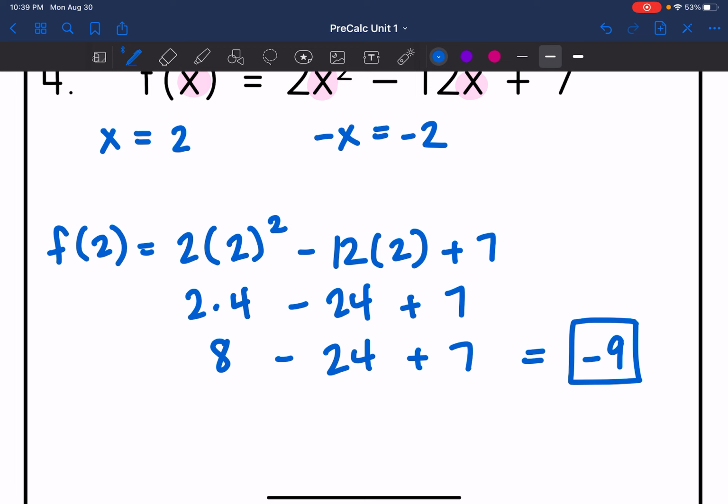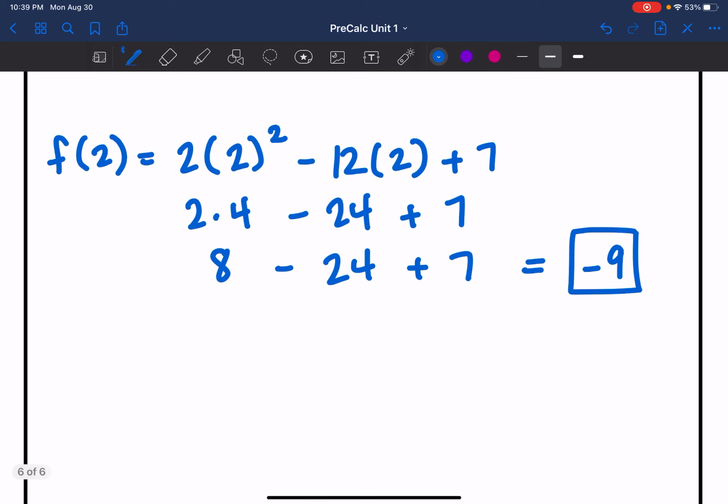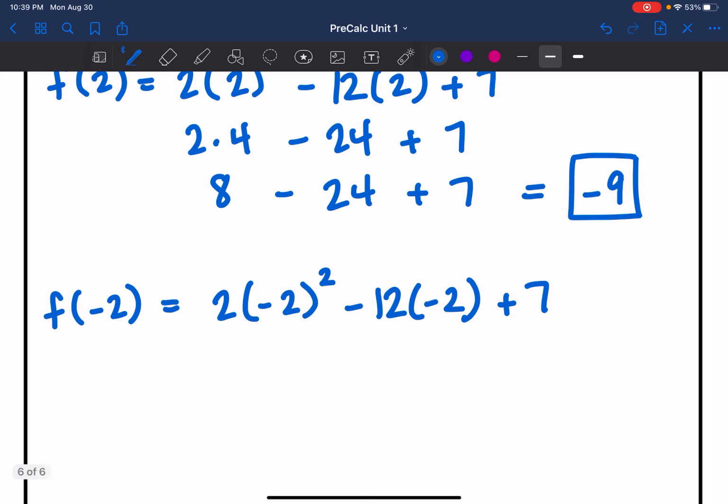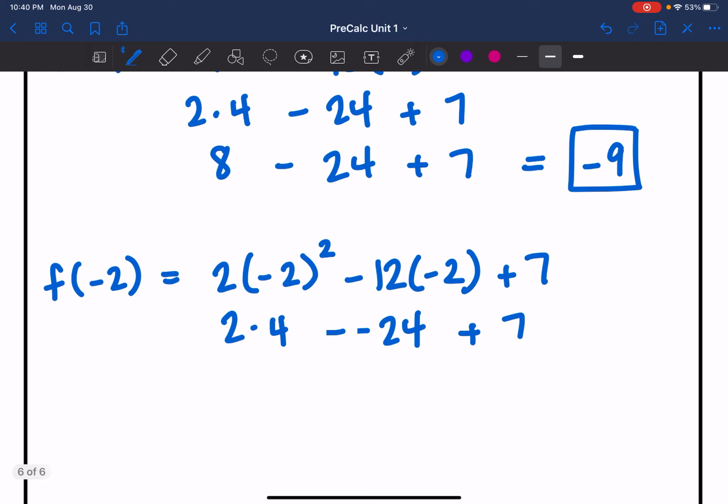Okay, so now I want to try plugging in a negative 2. So same equation as above, just what's inside the parentheses is going to be negative. So we're going to start off pretty similar. Negative 2 to the second power is positive 4. But now I have 12 times negative 2. That's going to give me negative 24.